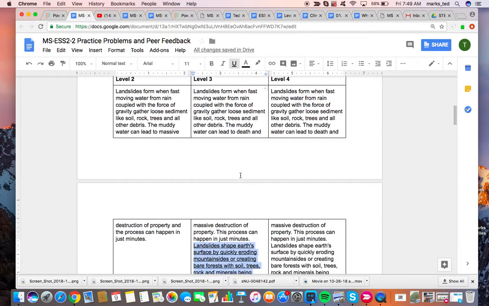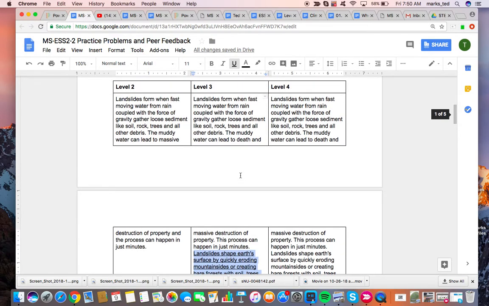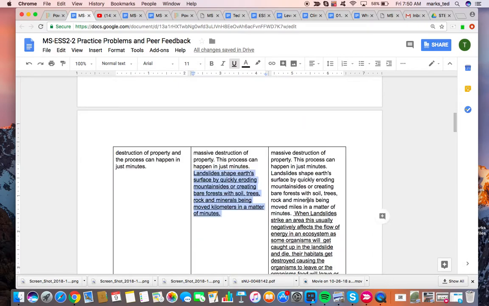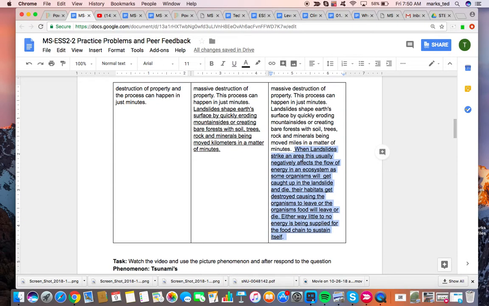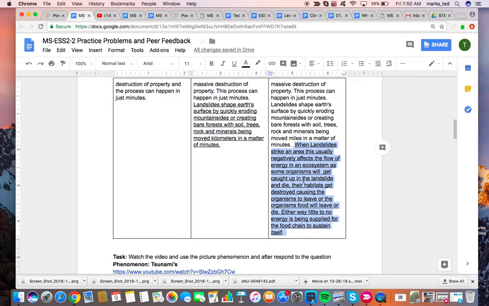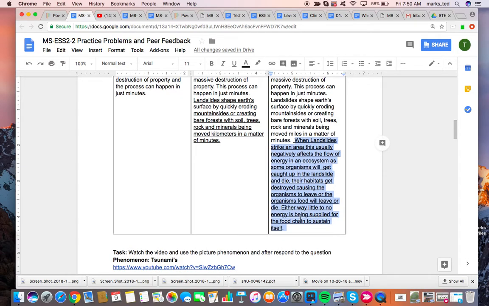Okay? Level 4: I've taken my level 3 answer, embedded it in level 4, and then this highlighted part is how it'll affect the flow of energy in an ecosystem. When landslides strike an area, this usually negatively affects the flow of energy in an ecosystem, as some organisms will get caught up in the landslide and die. Their habitats get destroyed, causing organisms to leave, or the organism's food will leave or will die. Either way, little to no energy is being supplied for the food chain to sustain itself.